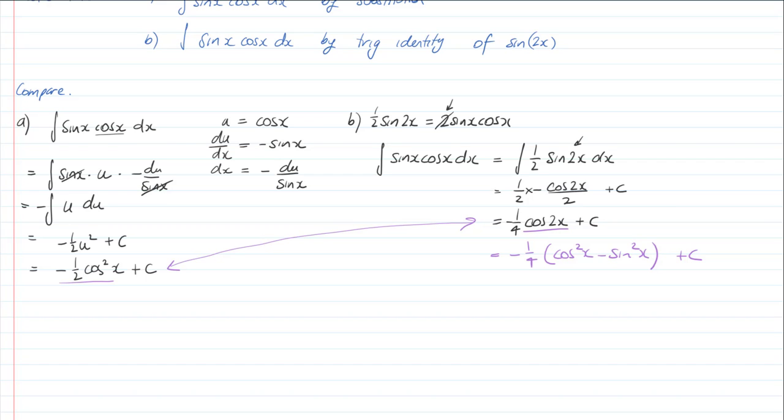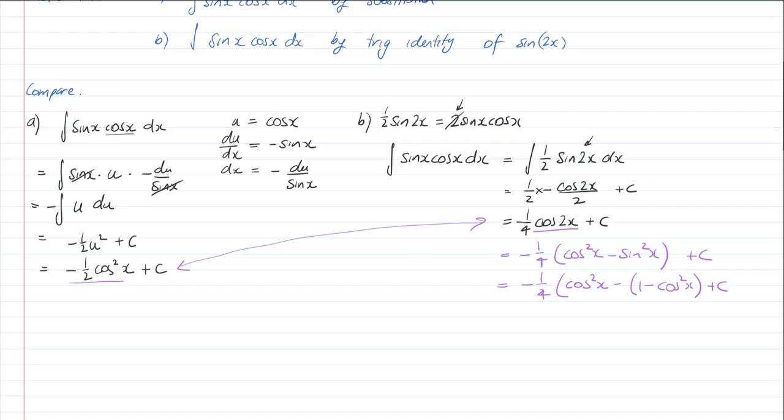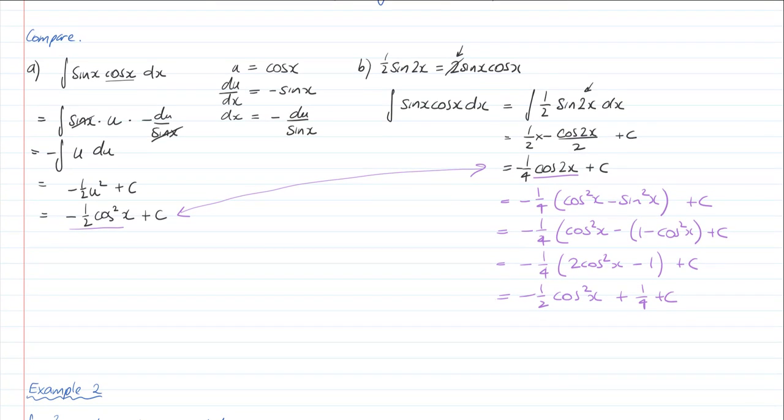But of course, we want to go to just all cos squared x. So let's go to negative 1/4. And then this becomes cos squared x minus 1 minus cos squared x plus c, which of course is equal to negative 1/4 times 2 cos squared x minus 1 plus c, which is equal to negative 1/2 cos squared x, and then plus 1/4 plus c. And now we're closer to where we were. Okay, we have our negative 1/2 cos squared x, so we've got the same there.